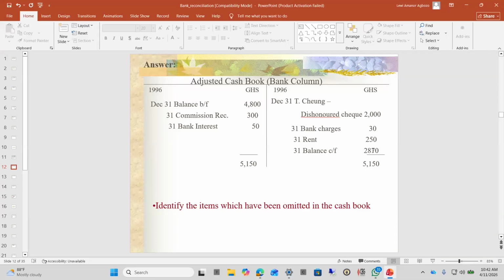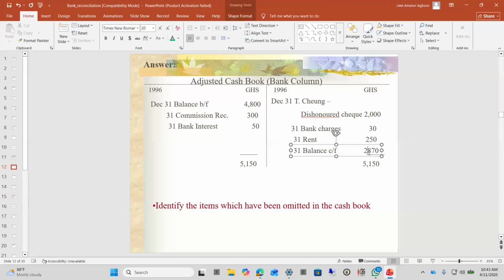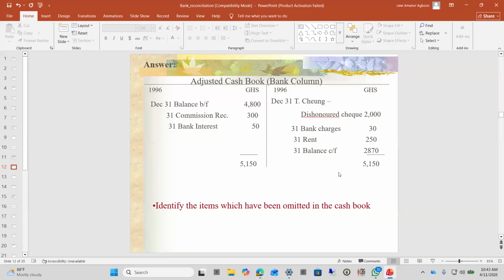Is it a debit balance or a credit balance? So it's a debit. Very well. A balance carried forward on the debit side is a debit balance. Good. So this becomes our new adjusted cash book balance. Okay. So now you can use this to prepare the reconciliation. Is that okay? So let's go to the reconciliation.